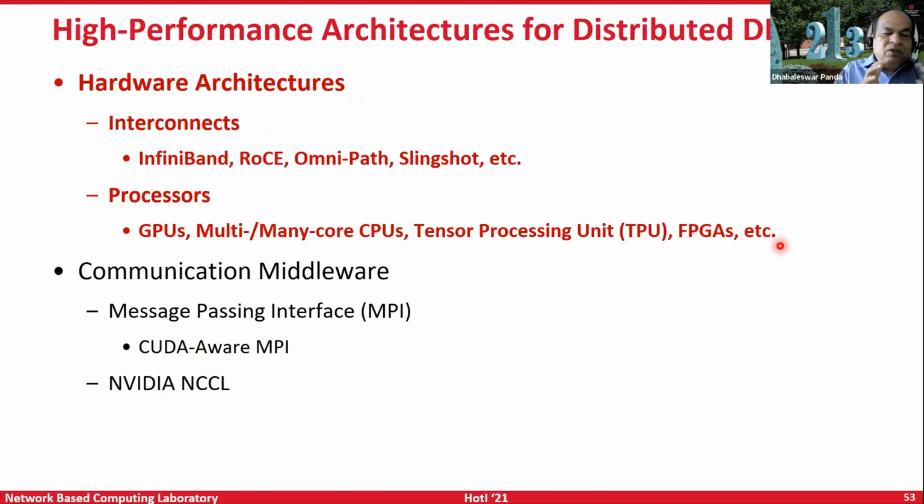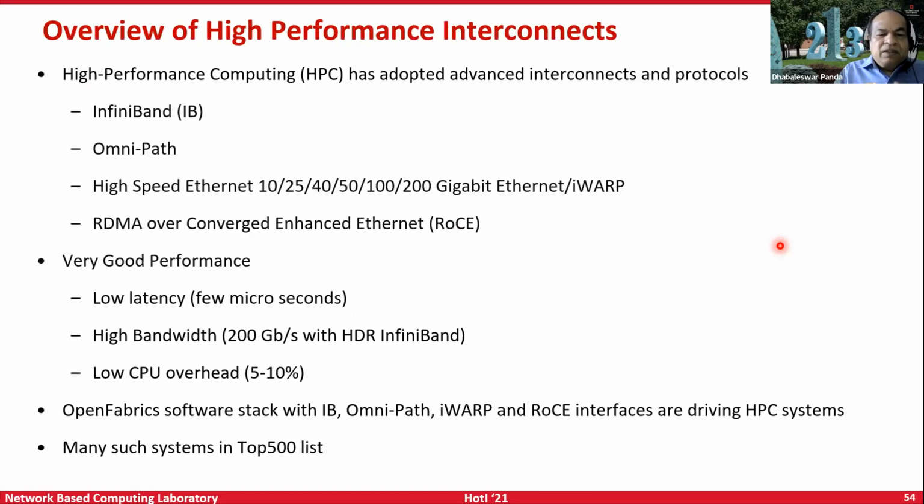Two types of things we want to understand a little bit before we go into more details. One is the hardware architecture, especially the interconnects and processors like the domain specific processors, and communication middleware. We'll touch base a little on these two concepts, and then take a look at the solutions, like how people are designing solutions for deep learning, machine learning, and data science.